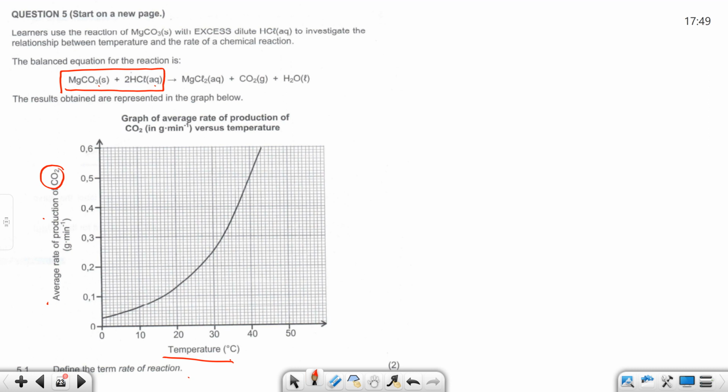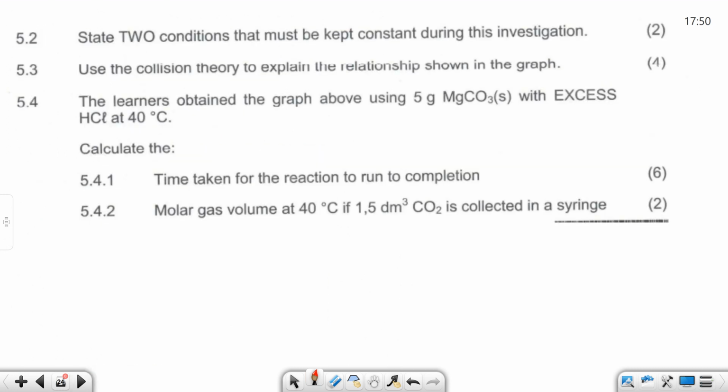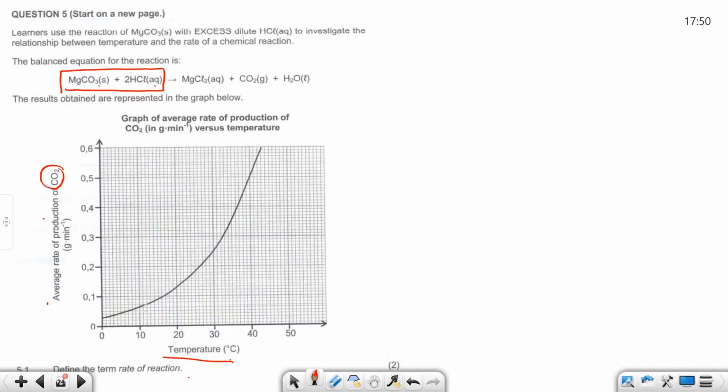Mary, which question are you referring to? Use collision theory to explain the relationship shown in the graph. Again, check the slides. It's a copy and paste. Increase in temperature will increase average kinetic energy of particles. What? Increase. There's a point that people normally miss there. More particles now have enough kinetic energy. That we increase doesn't mean it's enough.